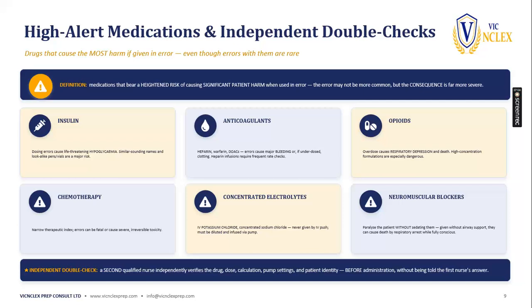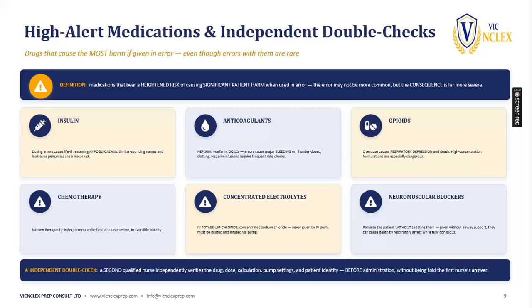Then another one is some of your electrolytes. Yes, potassium. When they tell you to go and administer potassium, it usually comes in a fluid, potassium chloride, to a patient. We don't give potassium IV push. If the nurse goes and gives it IV push, this is going to lead to deadly arrhythmia, right? So we usually dissolve it in normal saline, and you want to use an infusion pump to administer that medication. So some of your electrolytes are high alert medication.